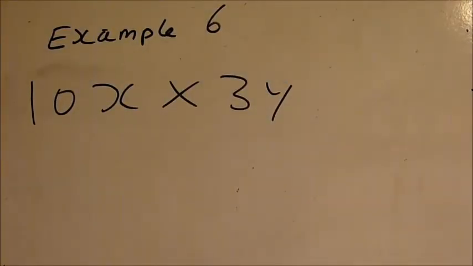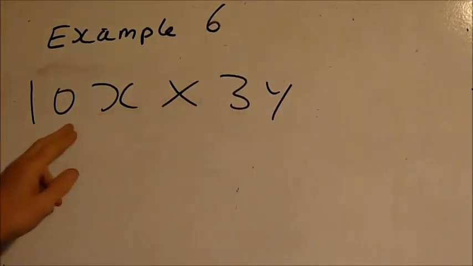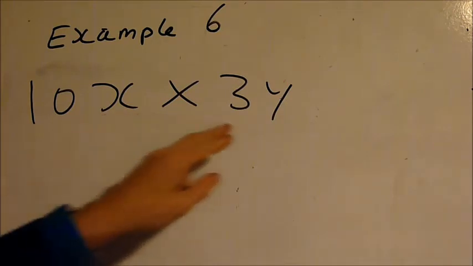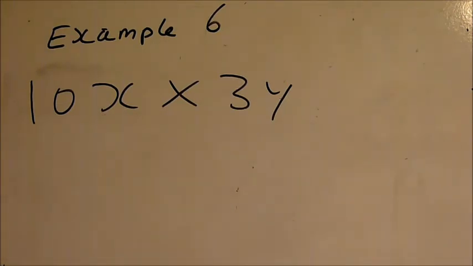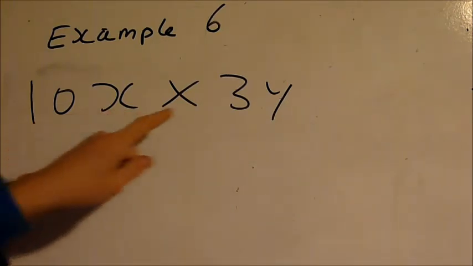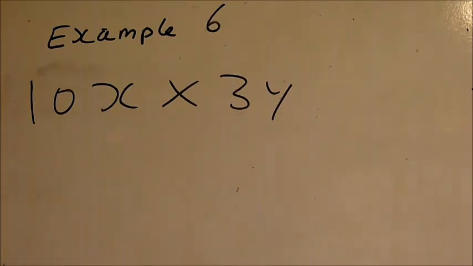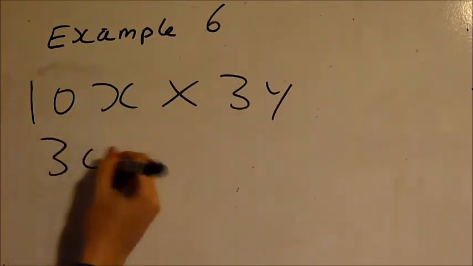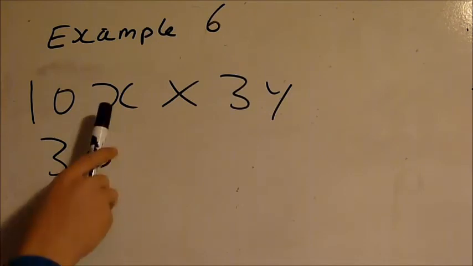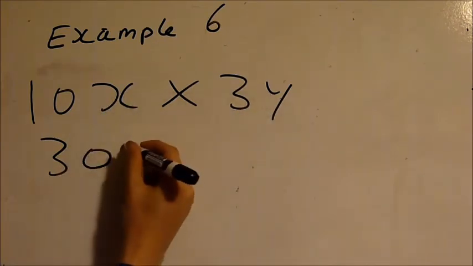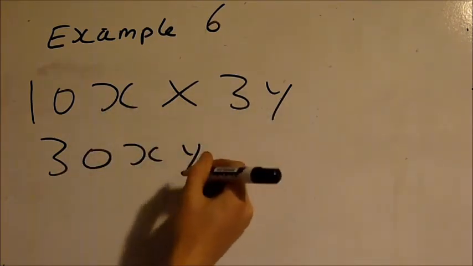Okay, so here we have another one. Again, we've got 2 numbers, 10 and 3, and we've got 2 letters, x and y. So we just do 10 times 3, which is 30. And then we just put the letters on the end. So that's going to be 30xy. And that is the solution.